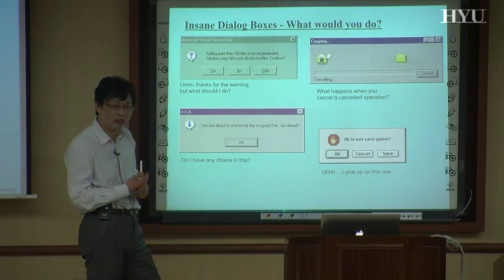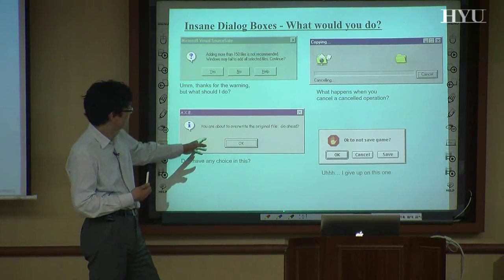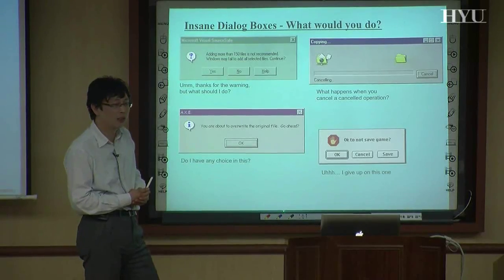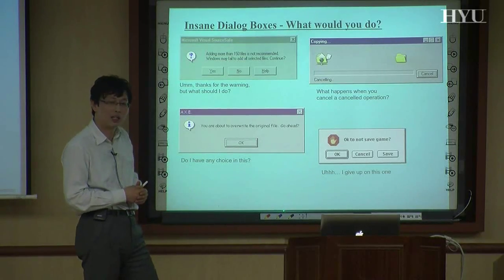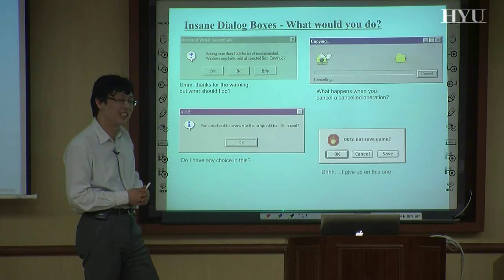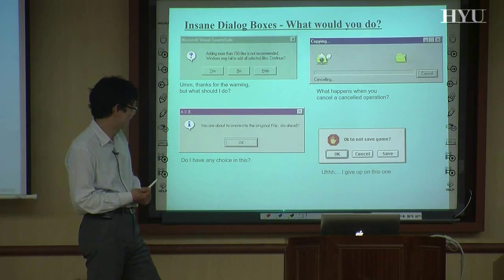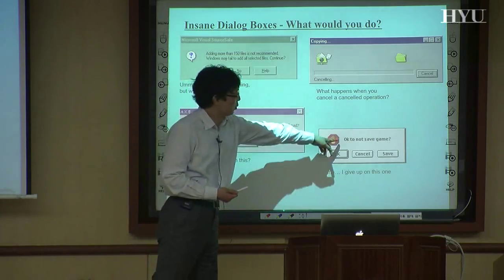Just gone, see? You are about to overwrite the original file. Go ahead. There's only one button. Okay. You can cancel it. You can delete it. Just okay. Okay. What does that mean?